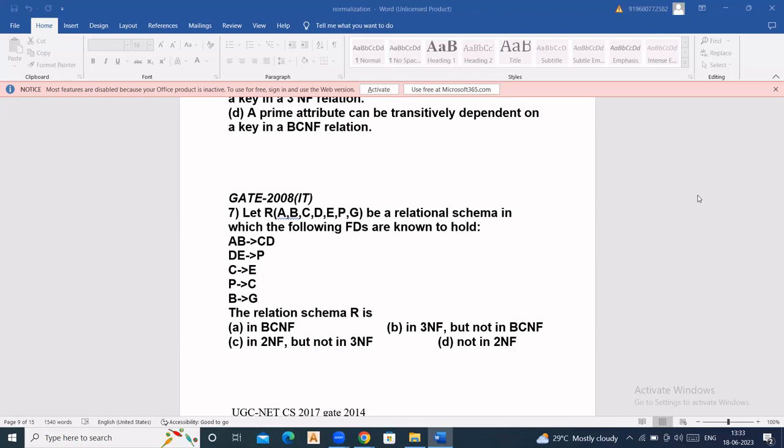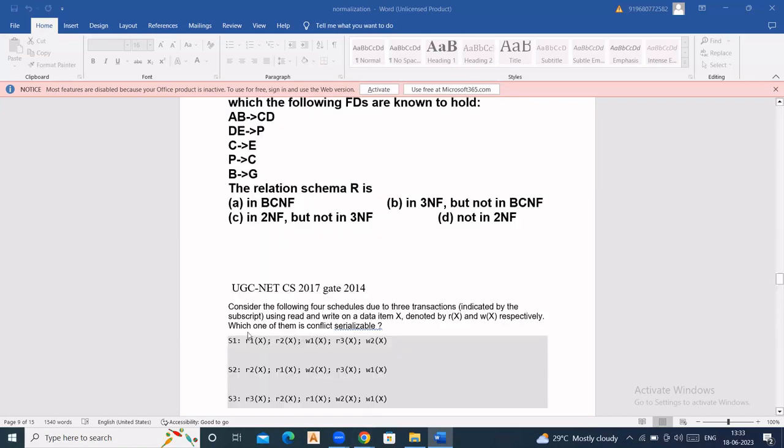Now next is your P to G. That is what is causing the problem. B to G. PK to NK. As PK to NK is present, the table is not clear. Solve the question properly. Okay, this is very important. Normalization, pakka question is there in it.